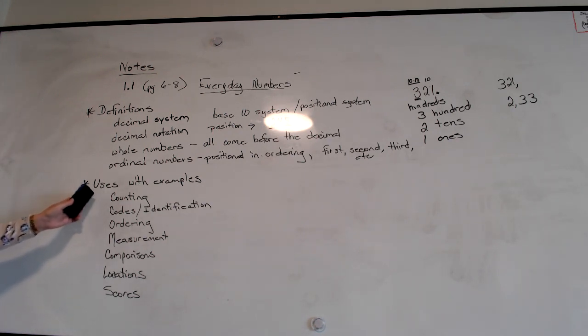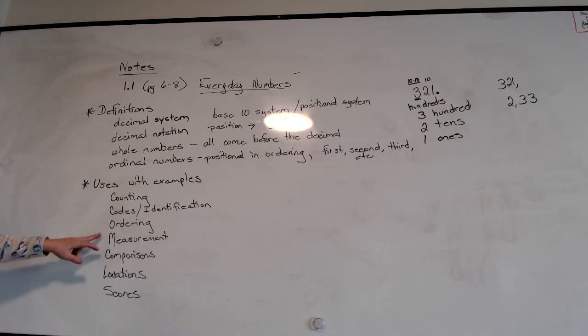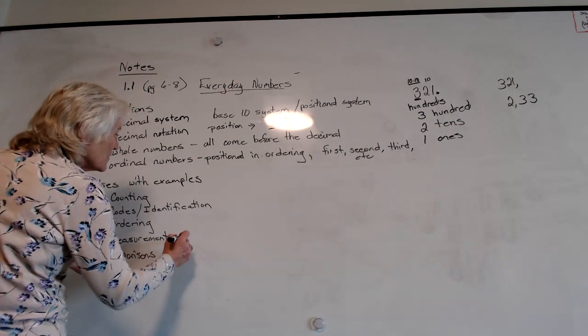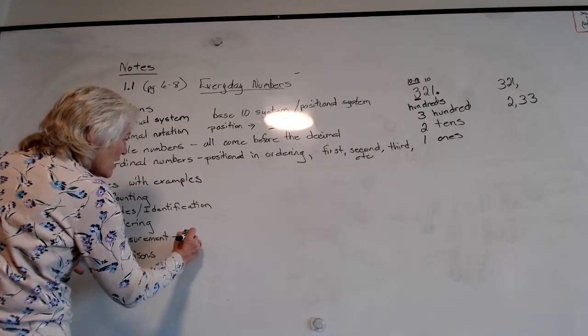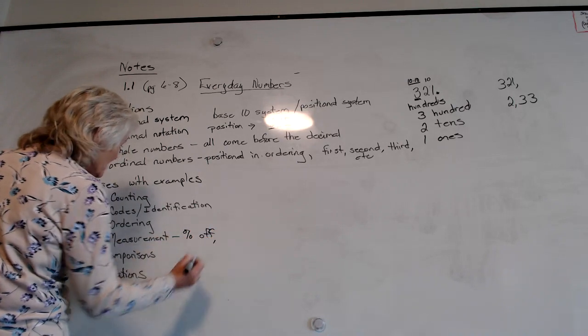Now, we're going to talk about the uses with examples. Somebody tell me how we use numbers every day. Just think about it. How do you use a number? Yes. Like at a store, if I buy something and it's like 75% off, I have to figure out how much it is. That's right. That is actually a measurement number. So if we're taking a percent off, that's a measurement number.